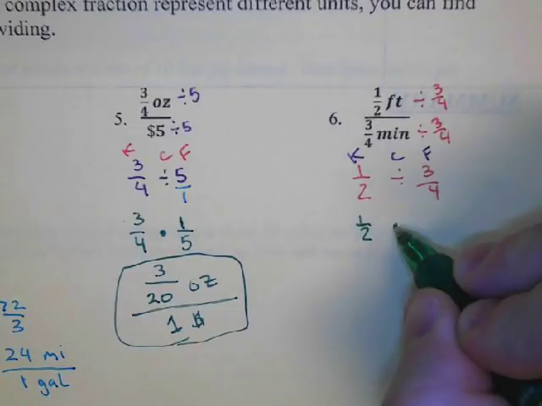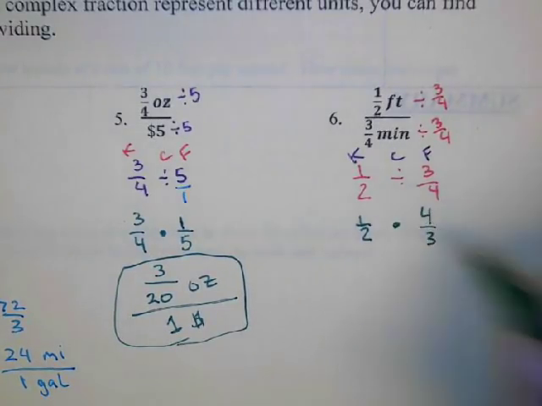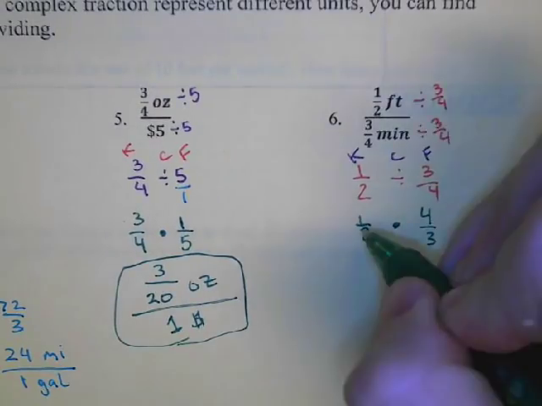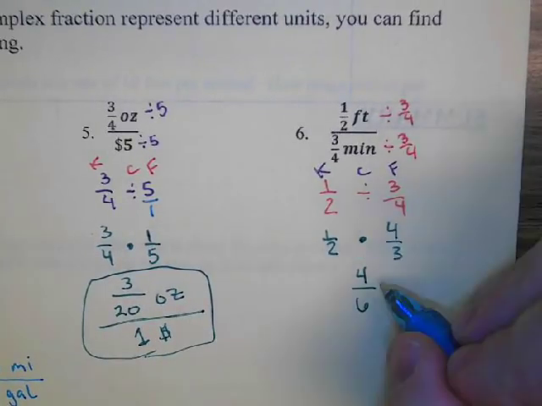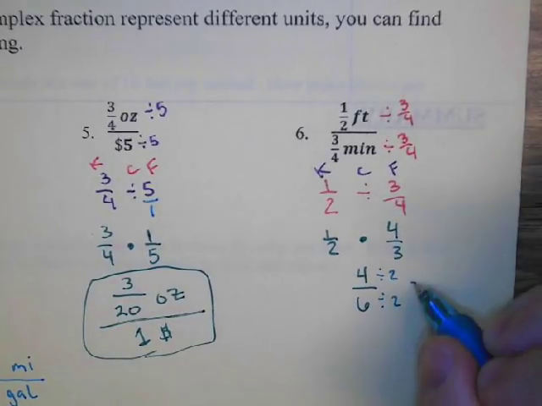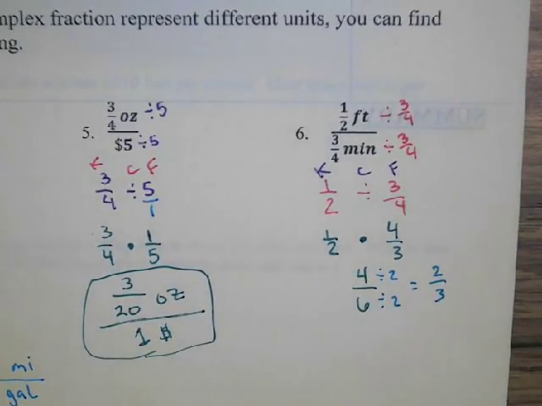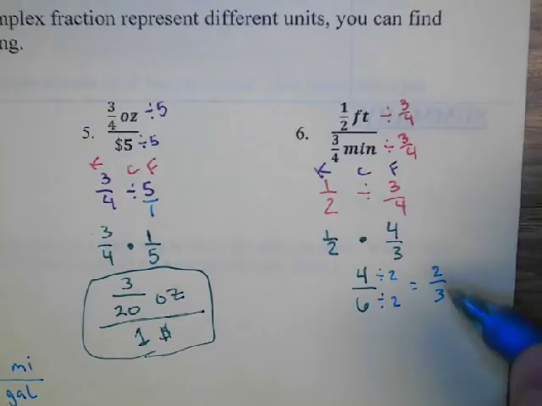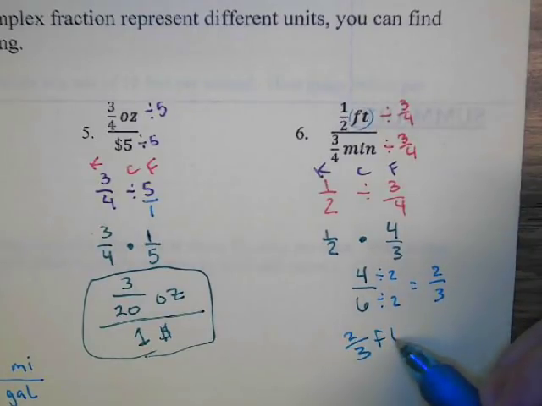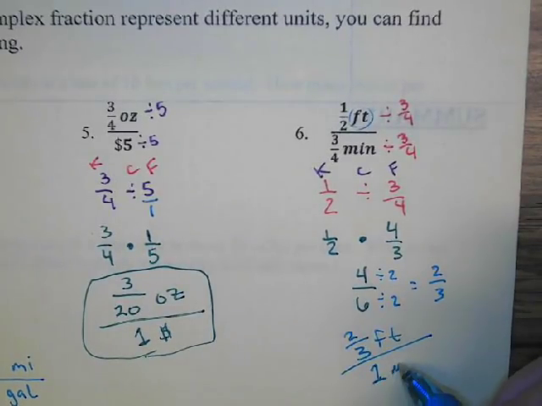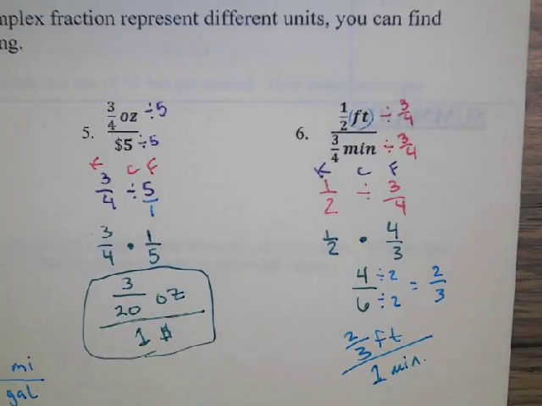changing division into multiplication and flipping 3/4. So our answer will be 1 times 4 is 4 over 2 times 3 is 6. This one we can simplify, dividing top and bottom by 2, we get 2/3. Now I'll take this fraction, that's going to be my numerator, 2/3, using my units, feet in the numerator, per 1 minute in my denominator. And that will be our answer.